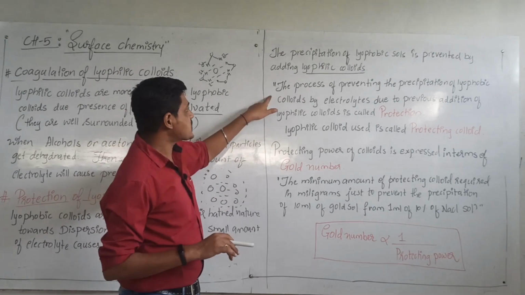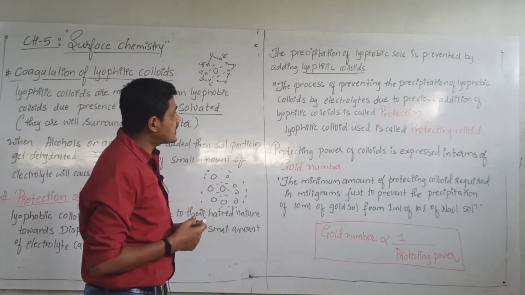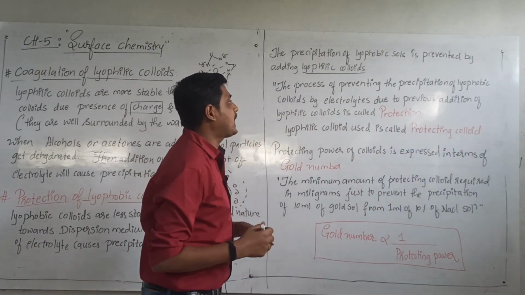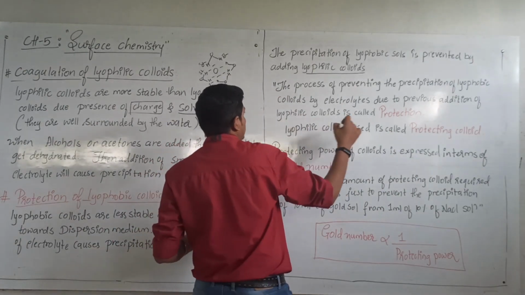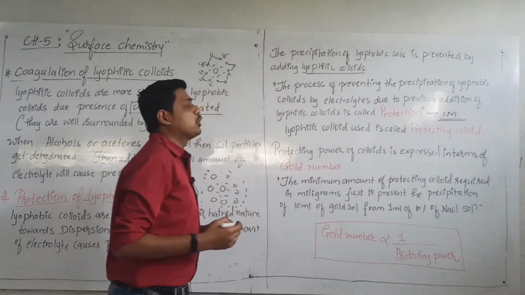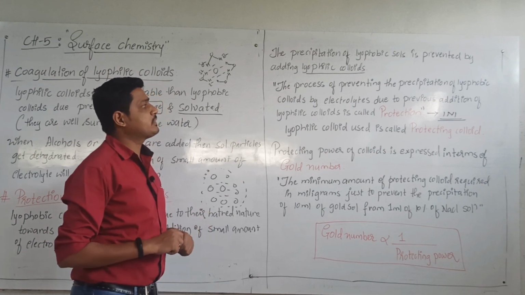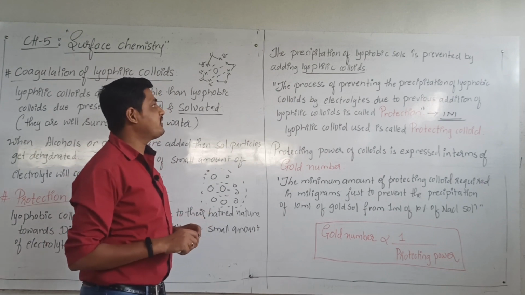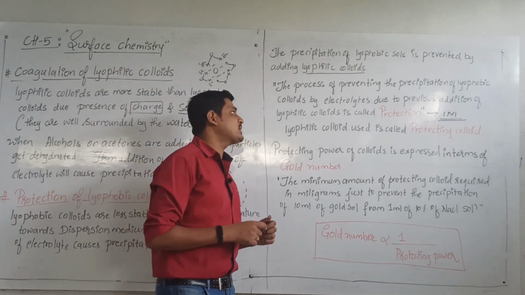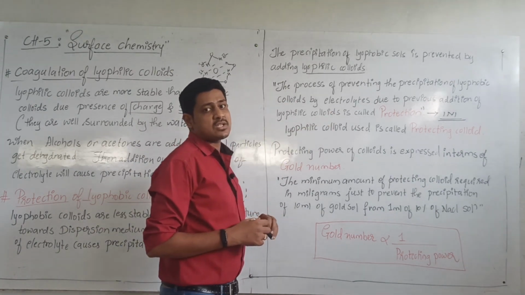Then the process of preventing the precipitation of lyophobic colloids by electrolytes due to previous addition of lyophilic colloids is called protection. So, a 1 mark question, many a time asked: what do you mean by protection of lyophobic colloids? 1 mark question, very important. So protection of lyophobic colloids means the process of preventing the precipitation of lyophobic colloids by the electrolytes due to previous addition of lyophilic colloids.